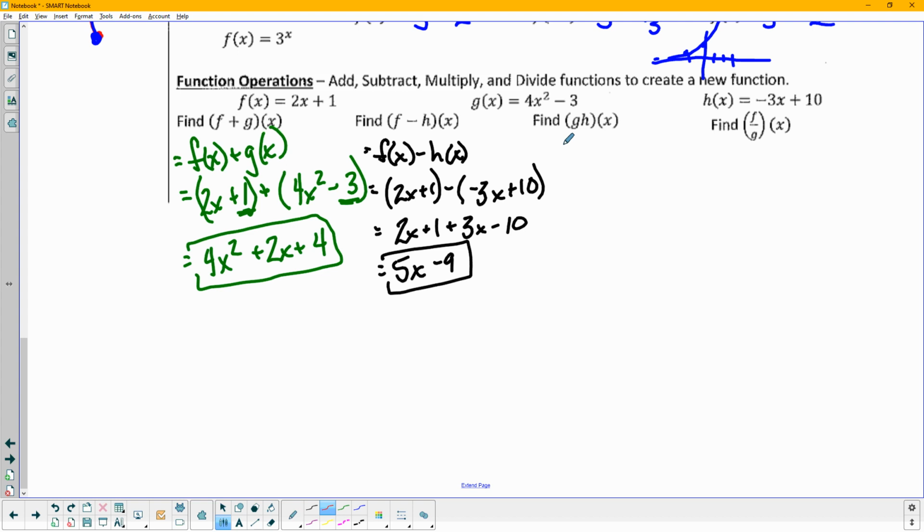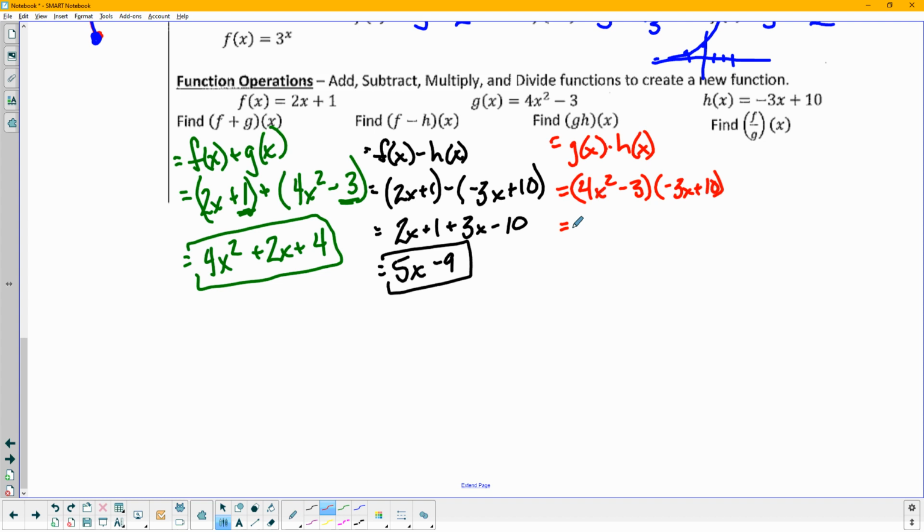Multiplication, it is the same, and I keep saying the same thing, and what I mean is that you can write it as g of x times h of x. You can split this statement into these two, and that's helpful, again, because now I can write what g of x is, 4x squared minus 3, and multiply that by h of x, negative 3x plus 10. So this one I have to distribute, or I have to FOIL. Not really. It is distribute, but we nickname it FOIL.